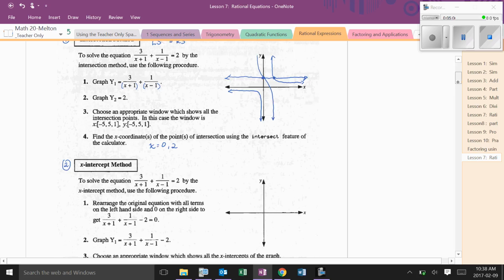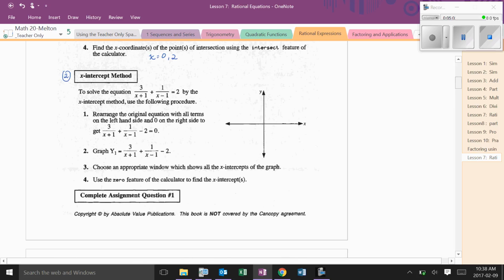Okay. So moving on to the x-intercept method, it's essentially what we've done previously, which is to set the right side or the left side to 0. So if we set the one side to 0 by subtracting 2, then we just graph the one side, and then now you're solving for, rather than the intersection point, you're solving for x, which is essentially looking for your x-intercepts. Okay, so take a moment, hit pause, enter that graph into your calculators then.